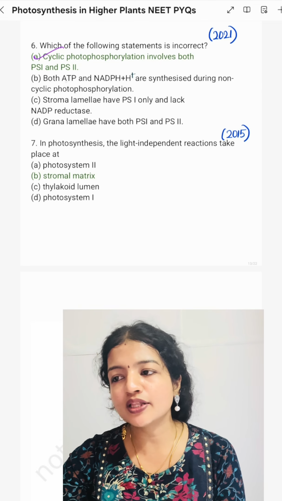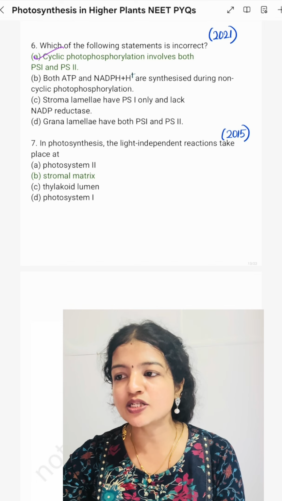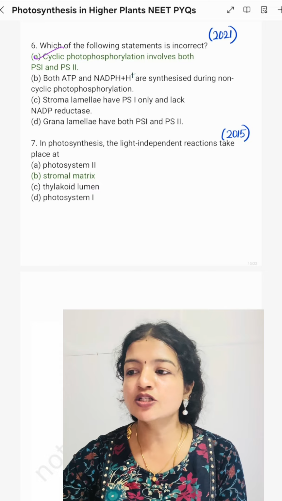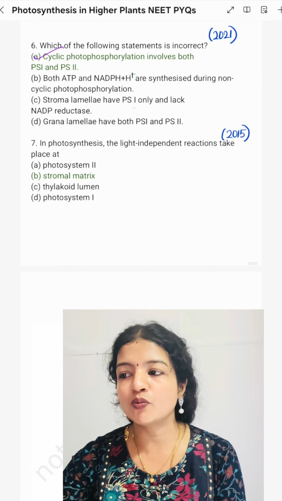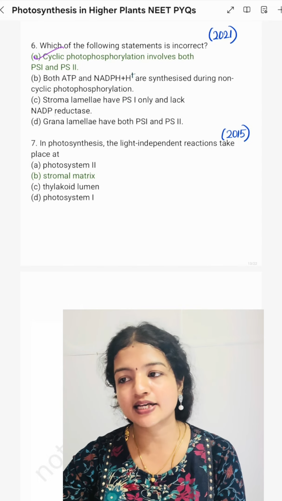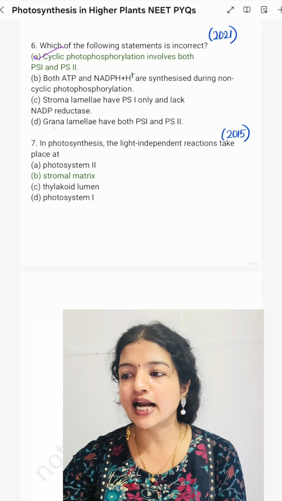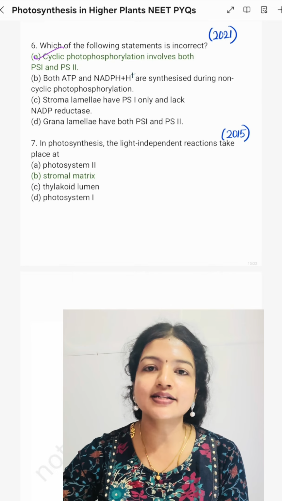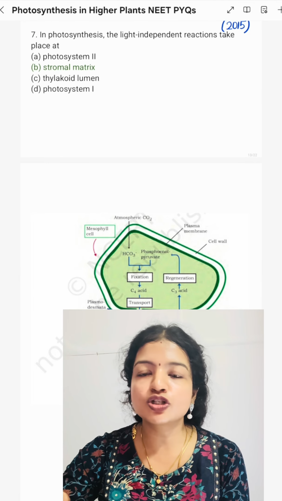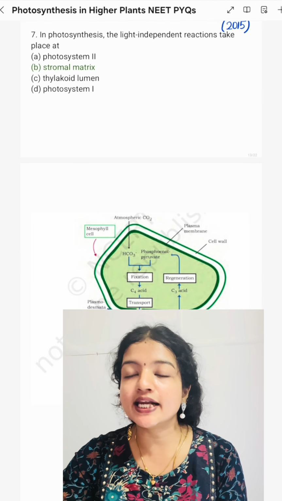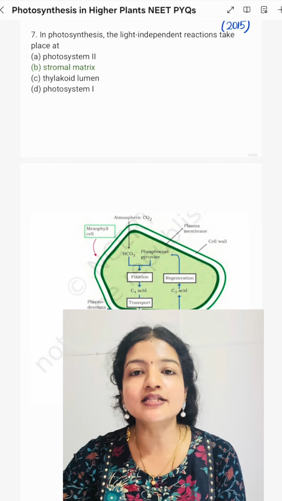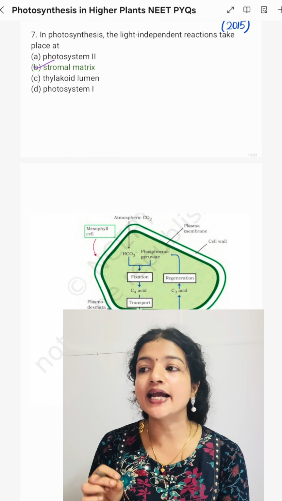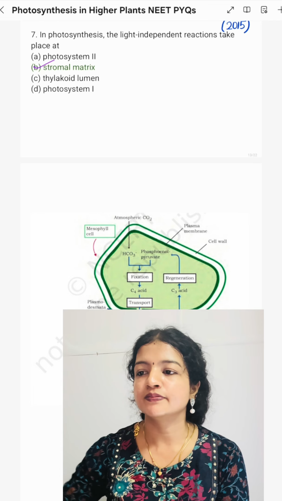Whereas statement B, both ATP and NADPH plus H plus are synthesized during non-cyclic photophosphorylation. This is correct. Statement C, stroma lamella have PS1 only and lack NADP reductase, correct? And statement D, grana lamella have both PS1 and PS2, correct? Option A, that's incorrect. Then seventh question, in photosynthesis, the light independent reactions take place at stromal matrix. Option D. So stromal matrix la light independent reactions நடக்கும்.